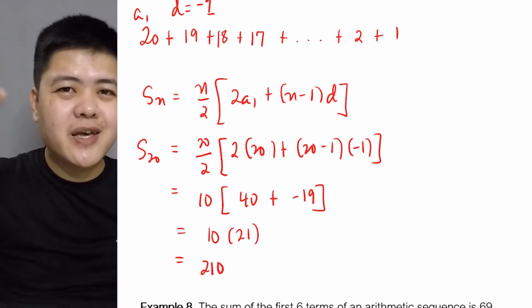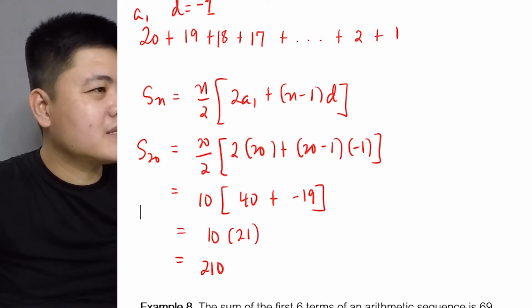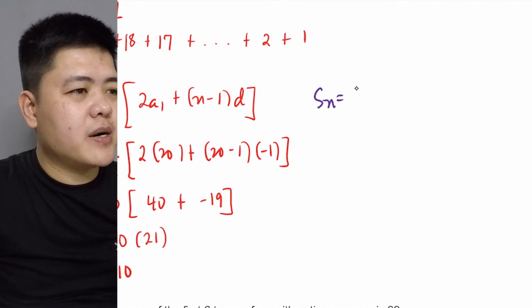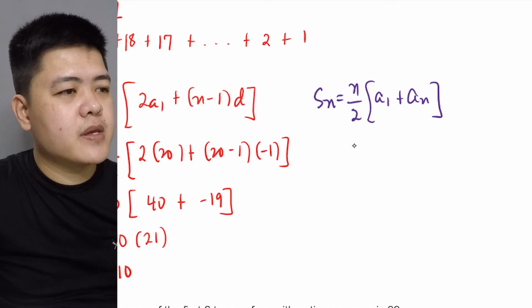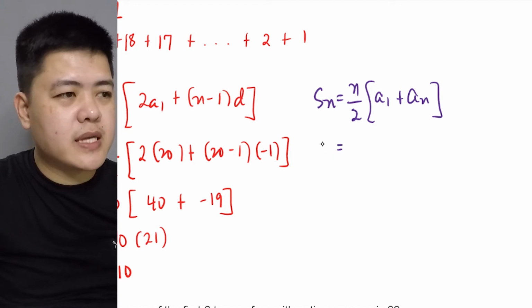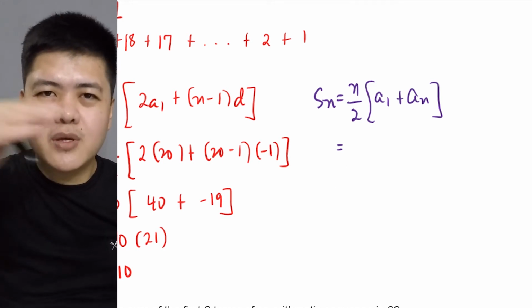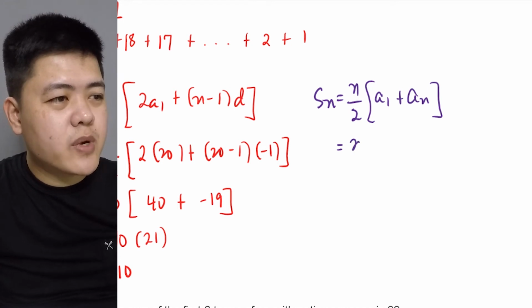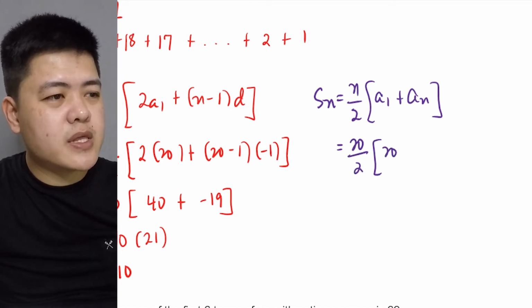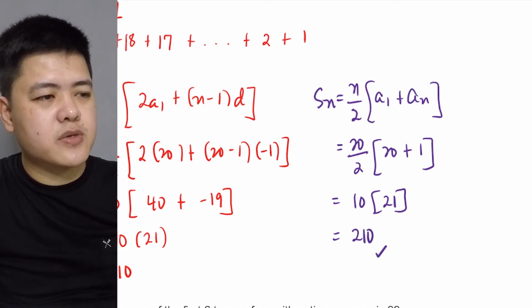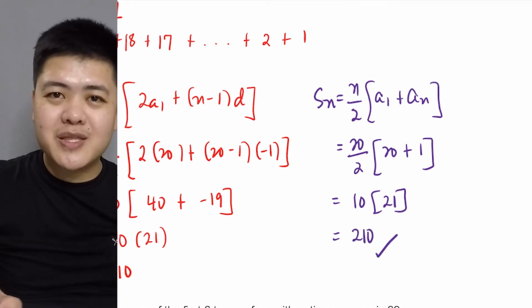I-verify lang natin using the other formula. So using the other formula, we'll have n over 2 times a sub 1 plus a sub n. Again, we will be getting s sub 20, the sum of the first 20 terms. Actually, 20 lang naman yung layers. So we'll get 20 over 2. First term is 20 and last term is 1. So we'll have 10 times 21 is 210. Okay, so therefore, there are 210 cans on the display.